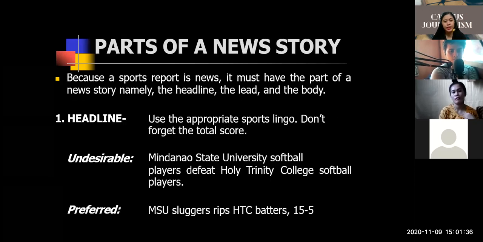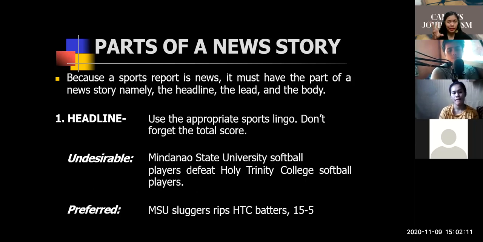Okay, and these are the parts of the newspaper. So one, we have the headline. We have to use appropriate sports lingo and don't forget the total score. So for example, there is an undesirable example of a headline like Mindanao State University softball players defeat Holy Trinity College softball players. Although it's acceptable as a headline, it's undesirable in the sense that there is no glimpse of the excitement of this game. So instead, we prefer to say MSU Sluggers rip HTC batters 15-5.